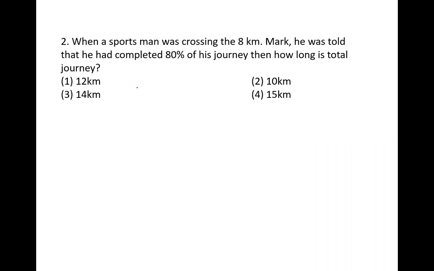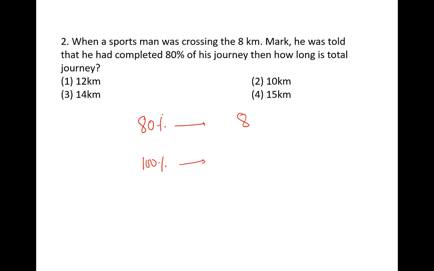So we have to find the total journey. When a sportsman was crossing the 8-kilometer mark, he was told he had completed 80% of his journey. Students, it means value of 80% is 8, right? And we have to find the total journey, means we have to find the value of 100%, right?